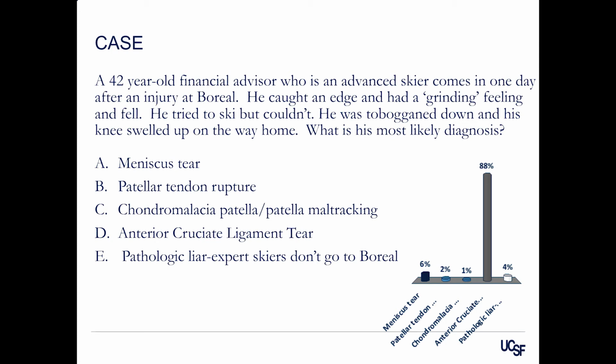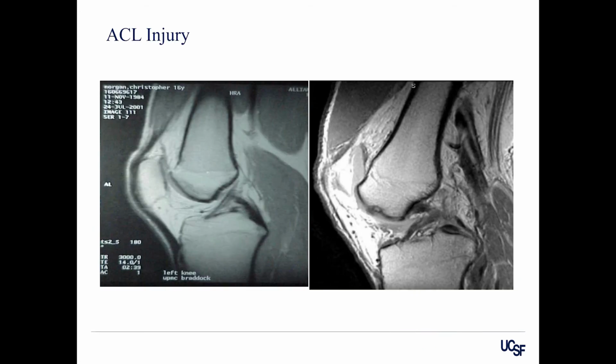All right. So an ACL injury is the most common ligament injury that we see in kids. It's second only to MCL sprains in adults. That's a little bit redundant. This is a normal ACL on MRI. This is a torn ACL. When you have an ACL tear, 90% of the time it's a complete tear. MRI is extraordinarily sensitive and specific. It will diagnose an ACL tear 95 to 99% of the time accurately.